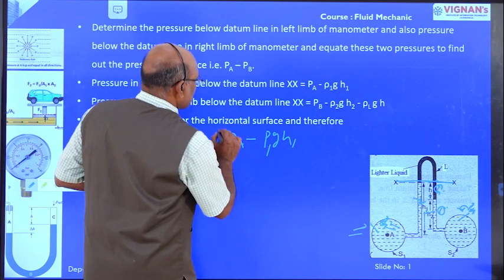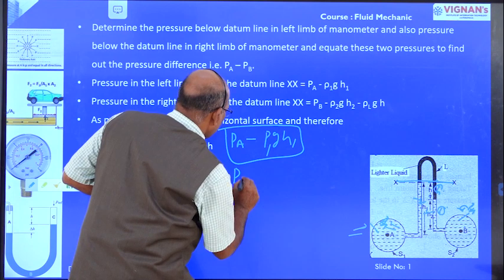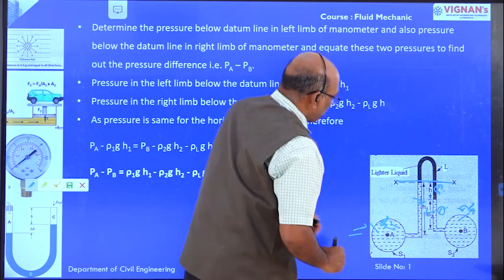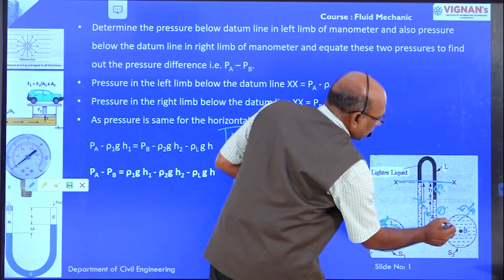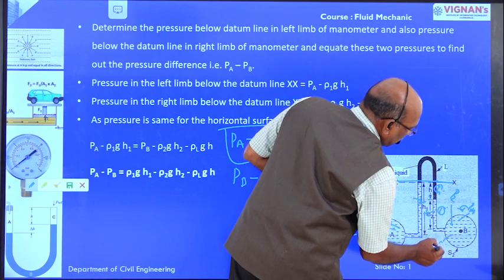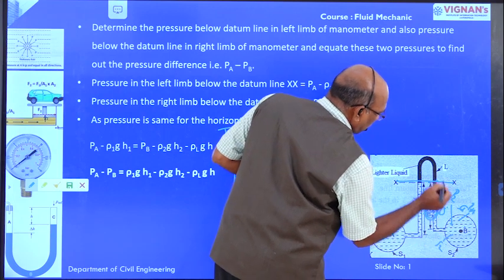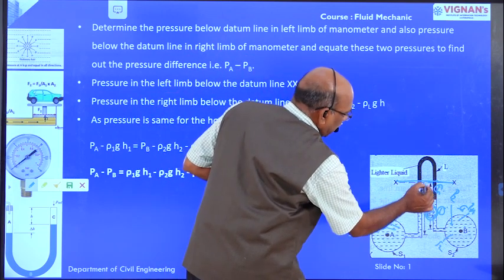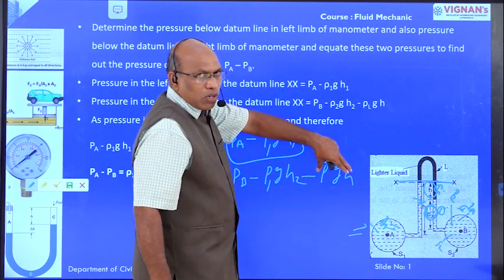What are the right side pressures? Right side pressures: PB minus, because of the H2 column we have one pressure, that is by the formula rho G H. But here the density of the flowing liquid in B is rho 2, and its specific gravity is S2. So it is rho 2 G H2, where H2 is the depth in the right limb liquid column, minus one more pressure, that is because of the H. Here also rho G H.